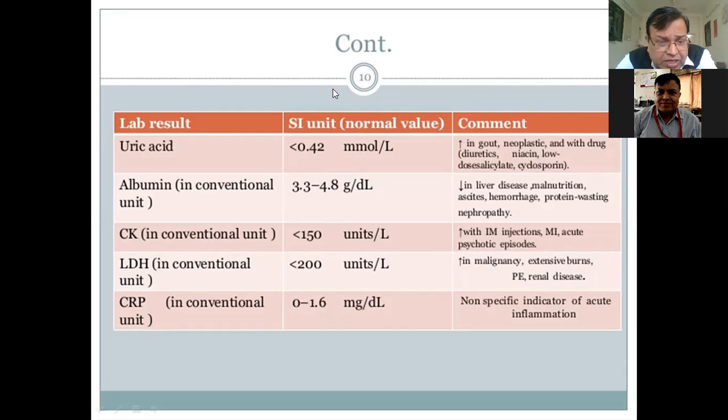Now CRP, that is 0 to 1.6 milligram per liter, and this can vary from patient to patient, and it occurs with highly acute inflammation in the body, or any pain or swelling condition in the body, or accumulation of body fluid in the body also causes the same.